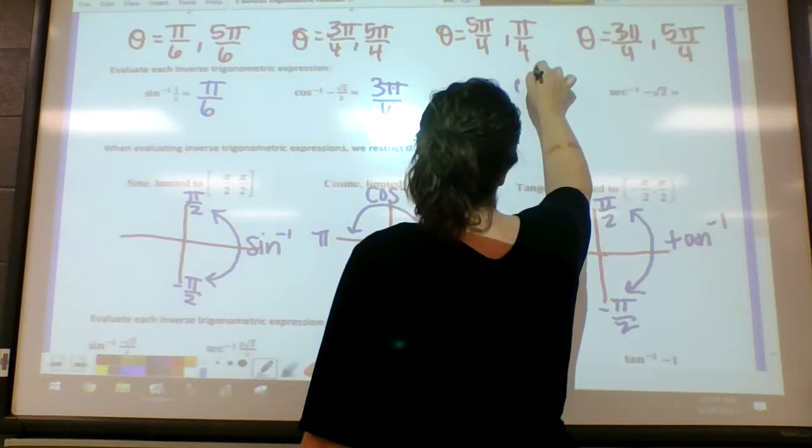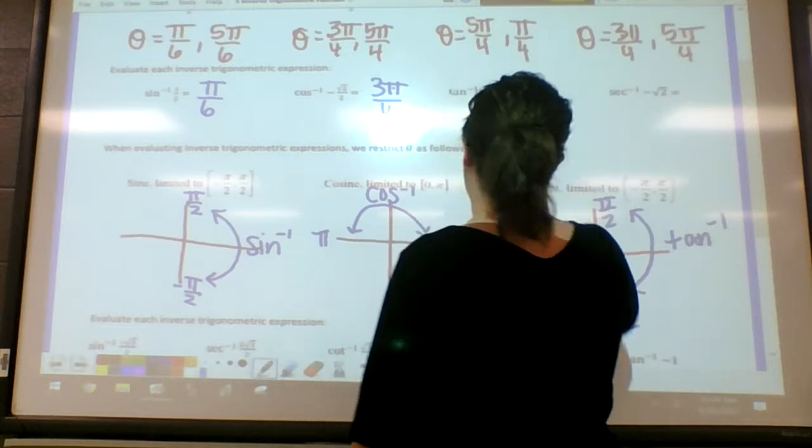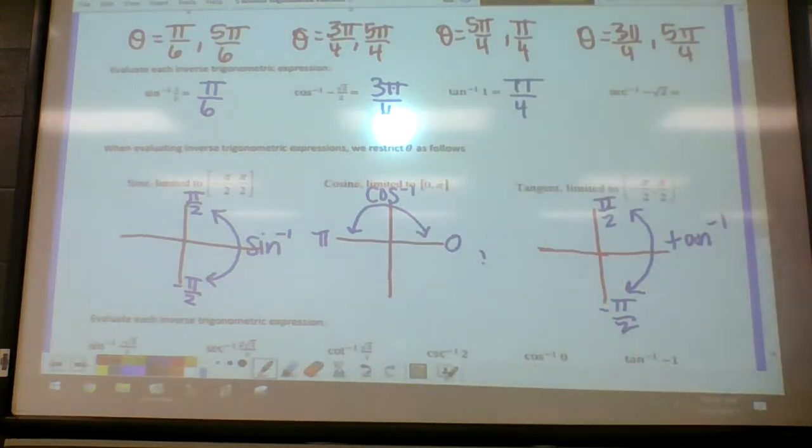Possibly. Pi over 4. There we go. My board was doing so good. I thought I had it fixed, and now today it's starting to get slow again. I don't know what's going on.